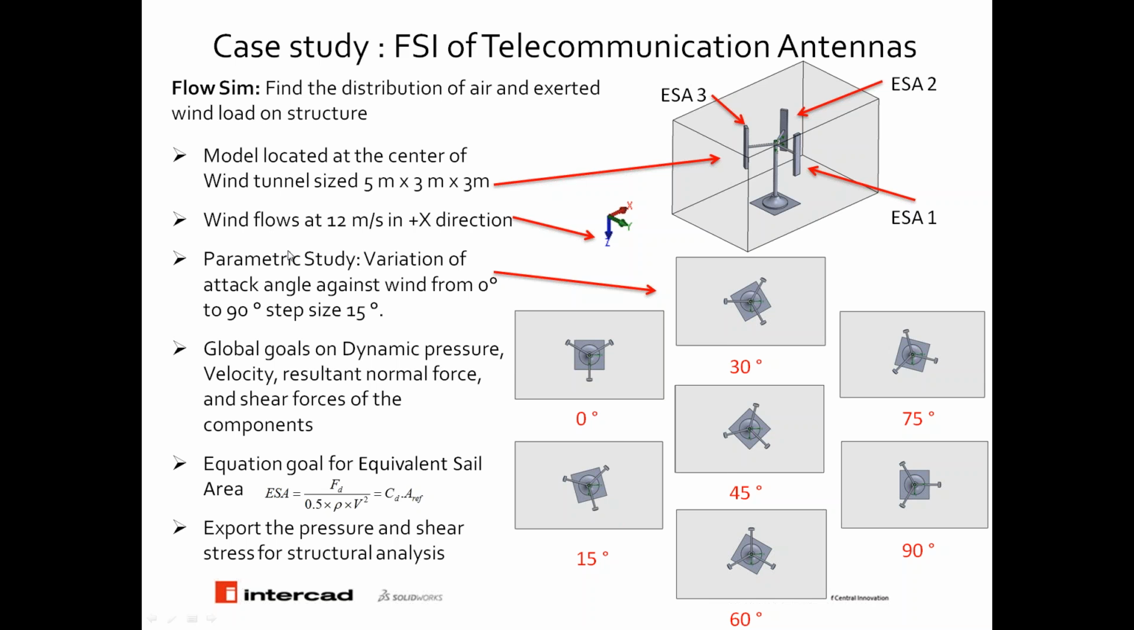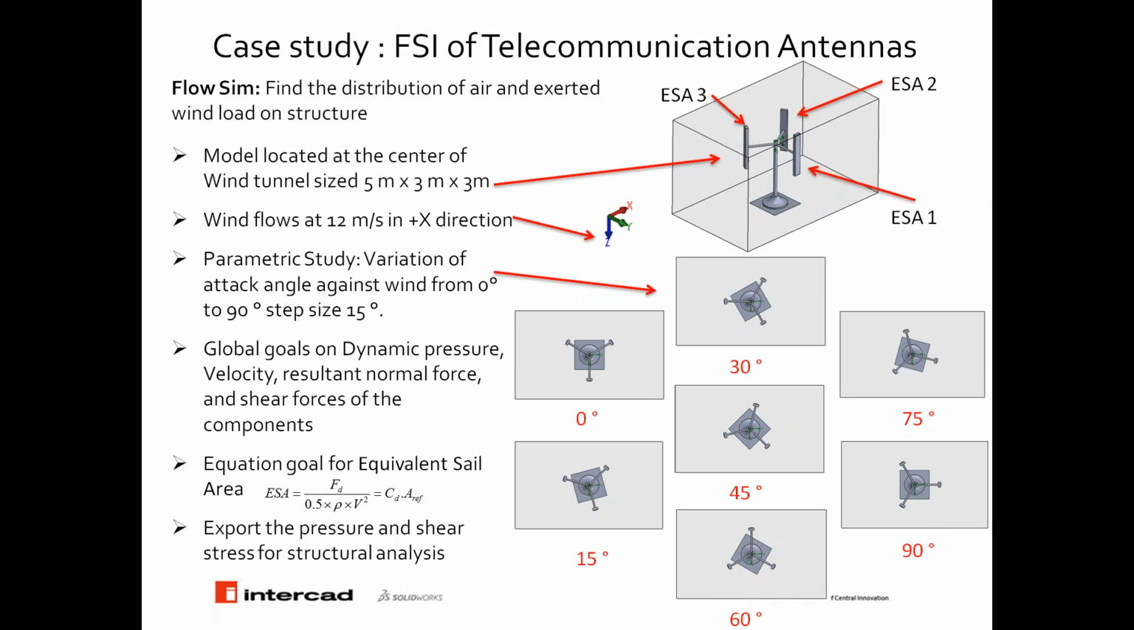We're assuming we have a wind flow at 12 meters per second in the X direction. And then we would like to see if the structure is withstanding such a loading, even if the wind load is changing. We are going to resemble the change of the wind load direction by rotating our model from 0 degrees, 15, 30, 45, 60, 75, and 90 degrees. So basically, we're rotating our model while the wind load is, let's say, coming from the same direction, and looking at the structural response at each point.